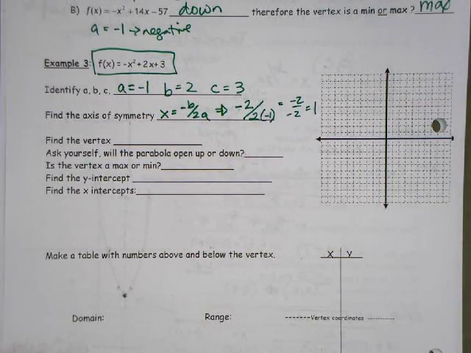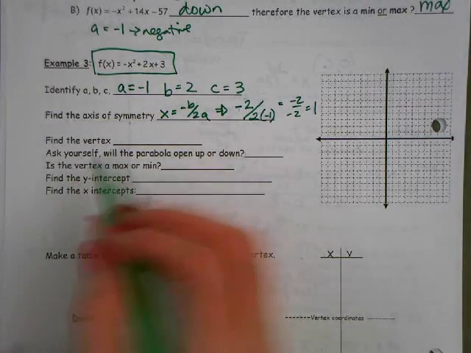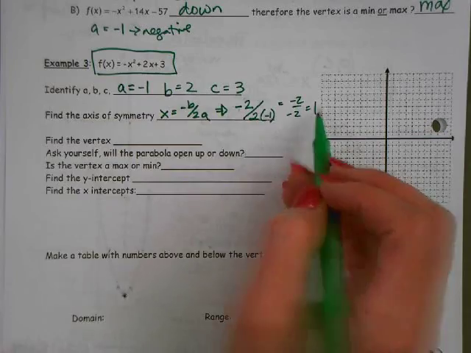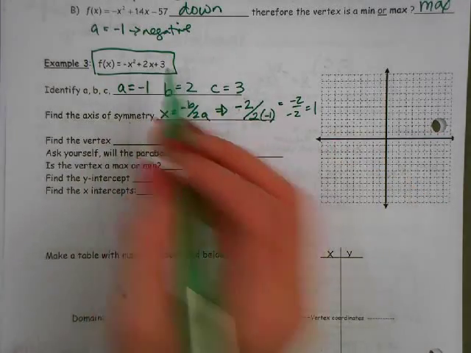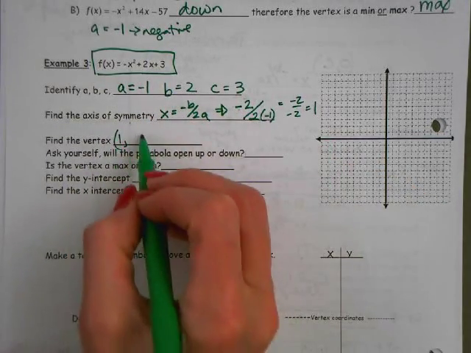Okay? Does everyone see how I did that? That's why you have to be very careful that you use your negatives correctly. So now I want to find the vertex. I just take this 1 and plug it in to find my y value. My vertex is going to be 1 comma something. I don't know what that is yet, so I plug it in.